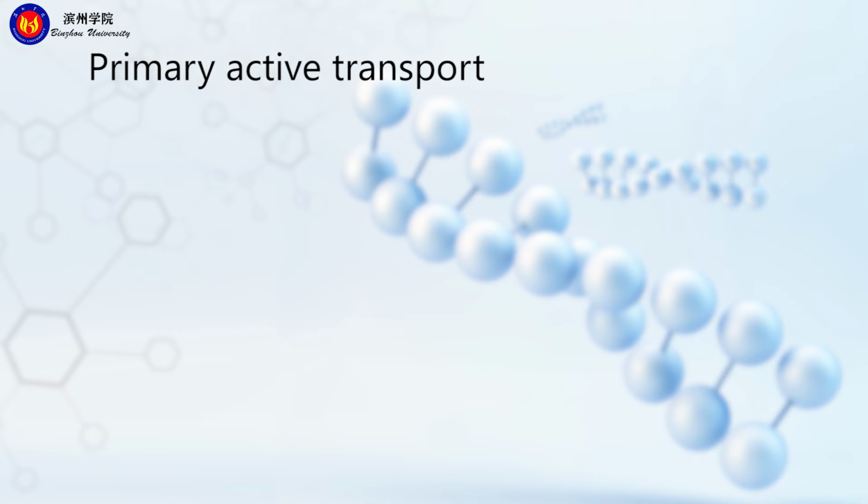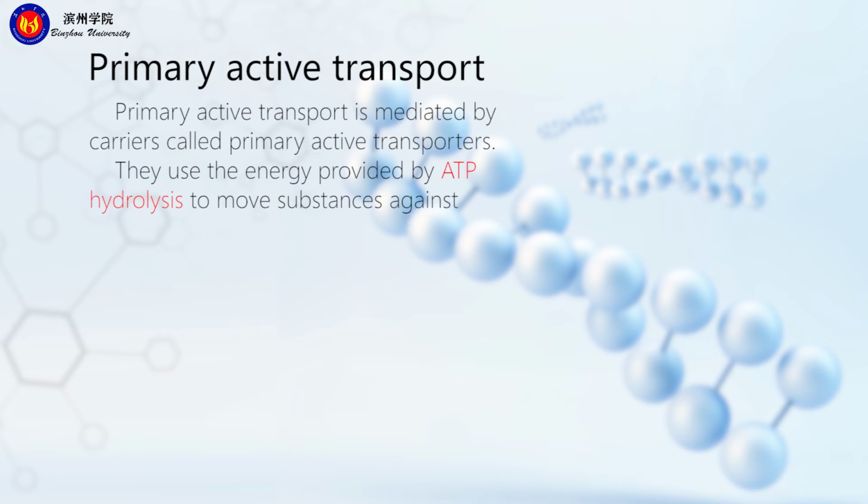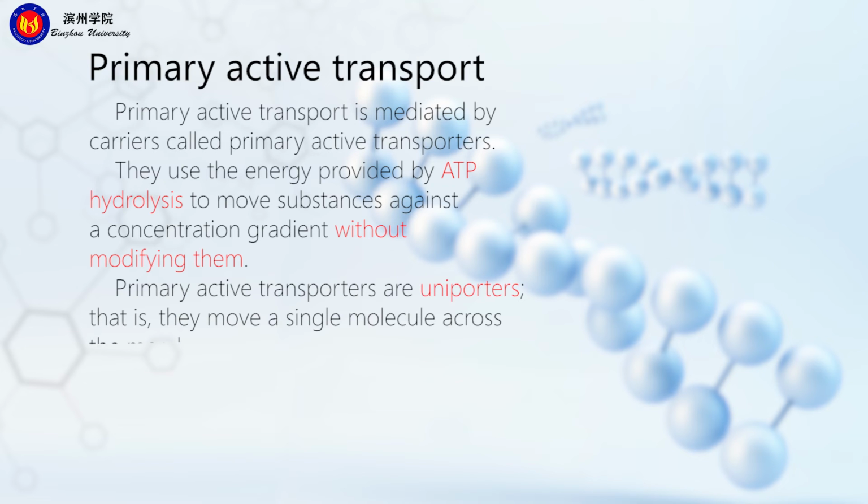So let's say primary active transport. Primary active transport is mediated by carriers called primary active transporters. They use the energy provided by ATP hydrolysis to move substances against a concentration gradient without modifying them. Primary active transporters are uniporters. That is, they move a single molecule across the membrane.